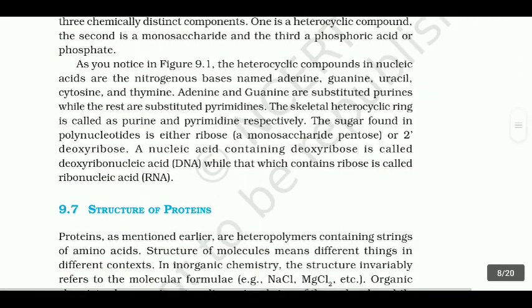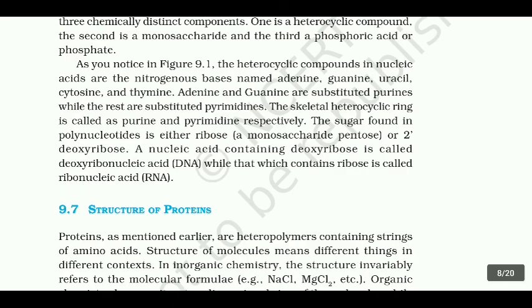As you notice in figure 9.1, the heterocyclic compounds in nucleic acids are the nitrogenous bases named adenine, guanine, uracil, cytosine, and thymine. Adenine and guanine are substituted purines, while the rest are substituted pyrimidines. The skeletal heterocyclic rings are called purine and pyrimidine respectively. The sugar found in polynucleotides is either ribose, a monosaccharide pentose, or 2'-deoxyribose. A nucleic acid containing deoxyribose is called deoxyribonucleic acid, DNA, while that which contains ribose is called ribonucleic acid or RNA.